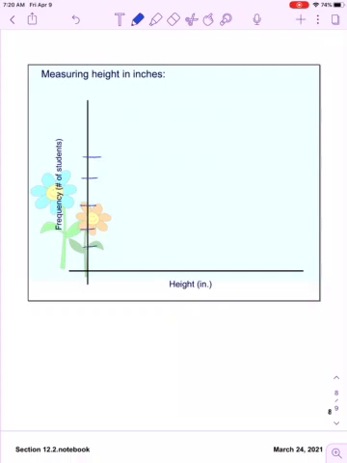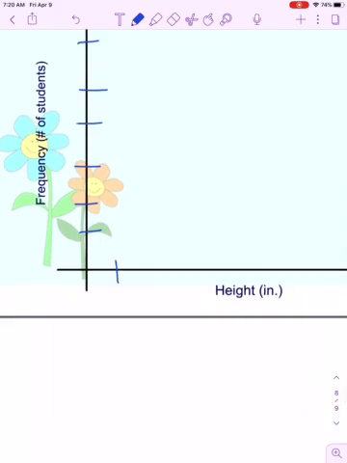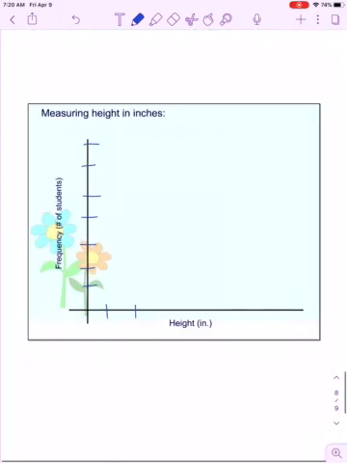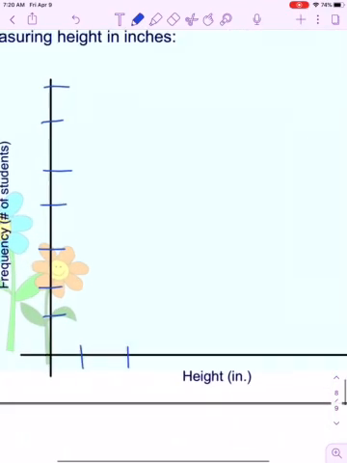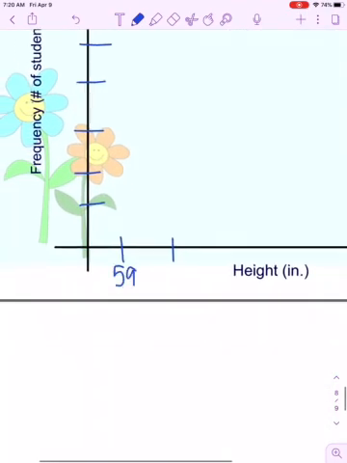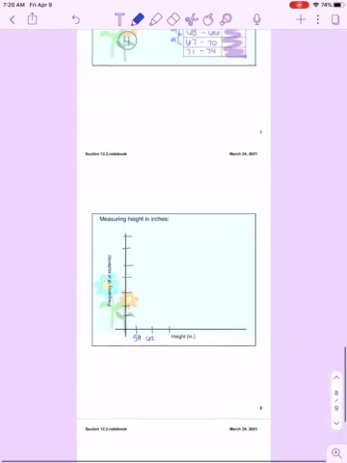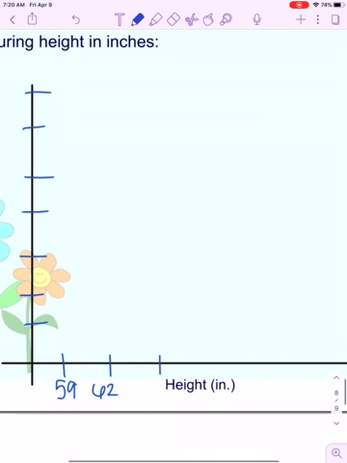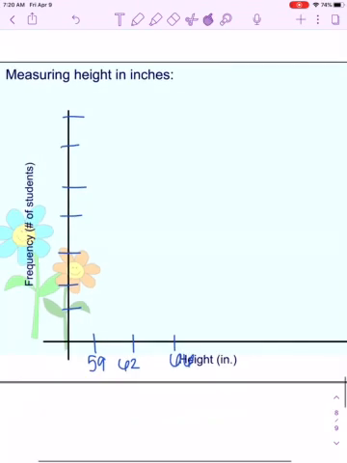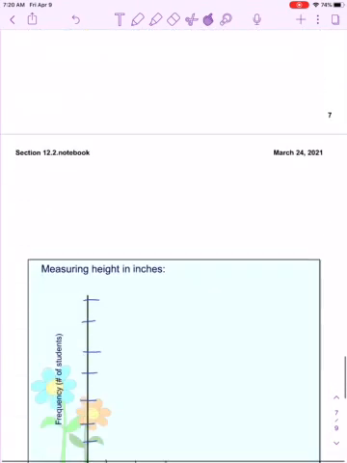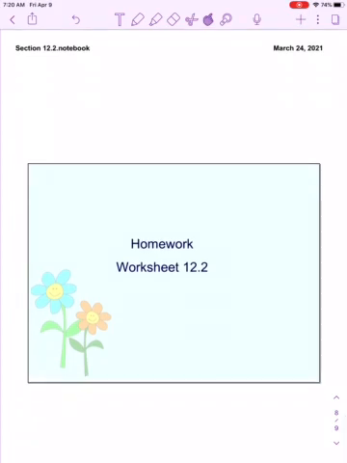Make sure you put your tick marks on this side, however many you need to fit all of your frequencies, and then your x-axis is going to just span your data. So you're just going to go from 59 to 62, and then whatever your next upper limit is, which I think is 66. Okay, so you're going to make it prettier than that, but you're going to go ahead and make your own x and y axis with the heights and the frequencies, and then make your own histogram. When you are done, turn those notes in, and then you're going to do worksheet 12.2.